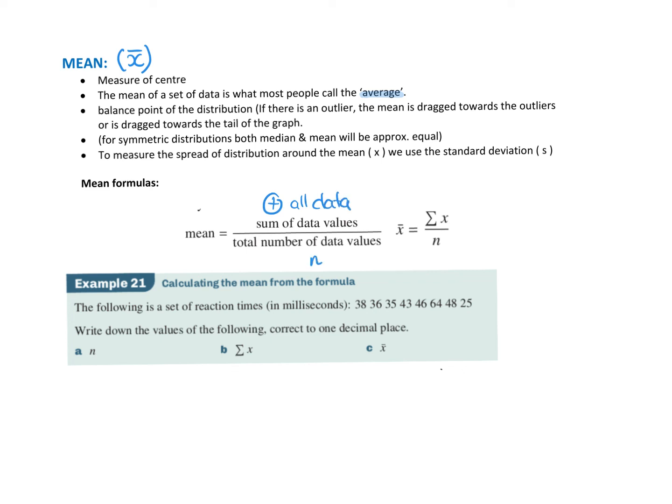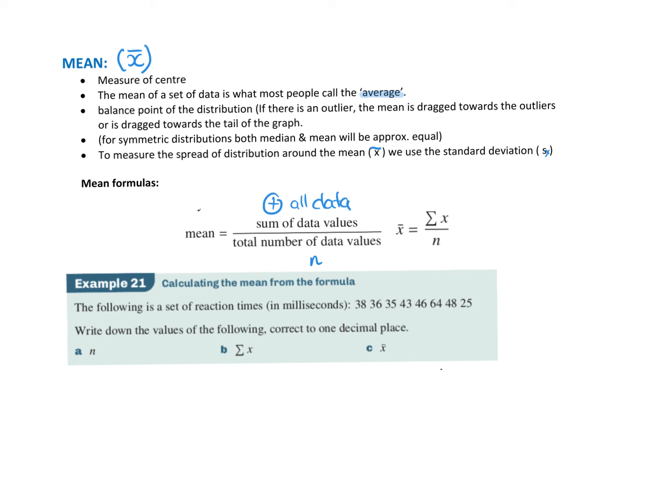Okay, so it's not very good when you have outliers because the mean gets dragged towards the outliers, which we've discussed. And also not good when you've got skewed data as well. But the mean's good for symmetric data, and we measure around the mean using standard deviation, which was Sx, which is what we'll look into soon in the following lessons.